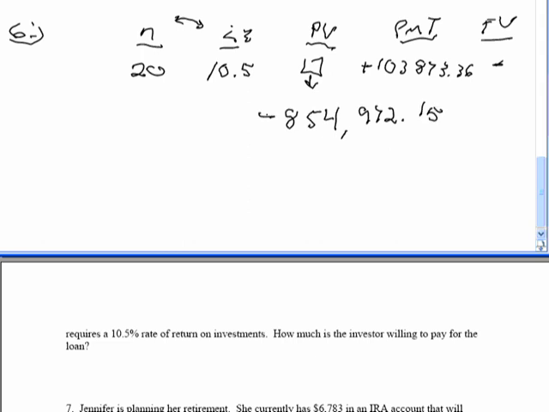and that will give you a negative $854,972.15. So if this investor pays $854,972.15 and receives payments of $103,873.36 for 20 years, they'll make exactly a 10.5% return on that investment. That's the internal rate of return of this fairly simple investment. Okay? Well, that's number 6. Let's go on to number 7 here.